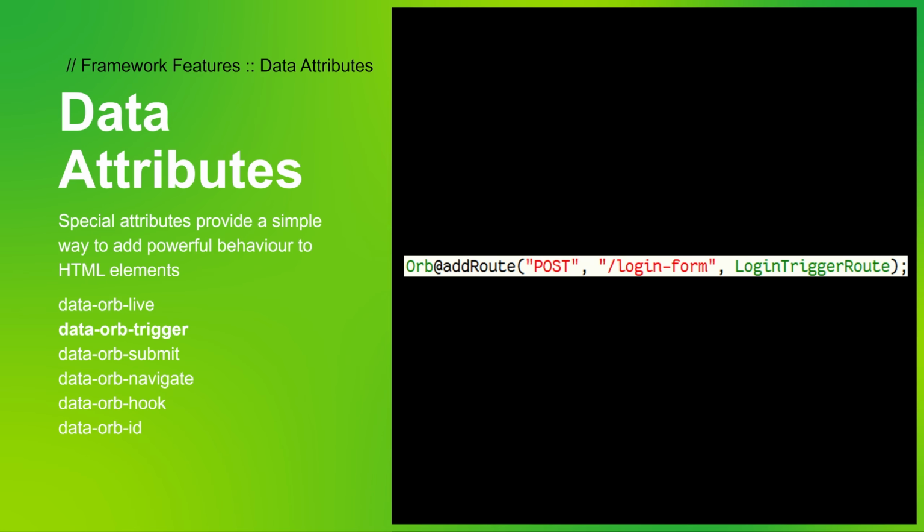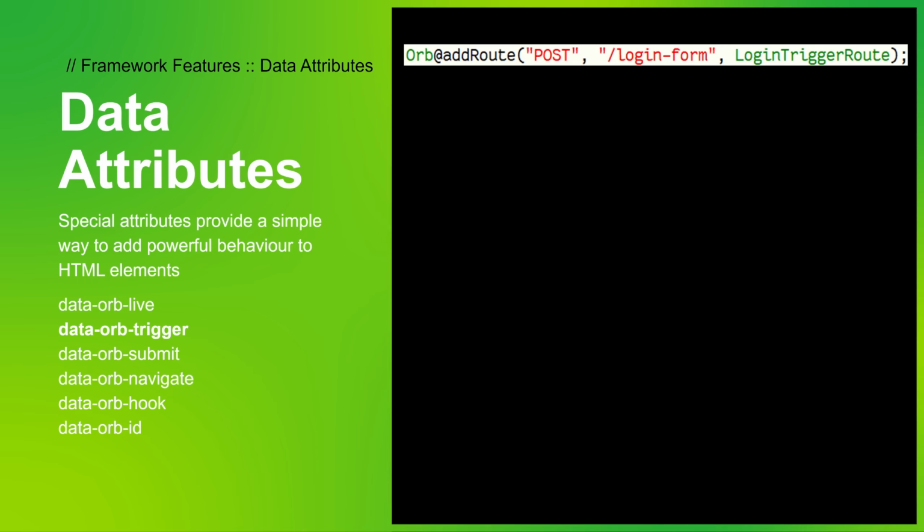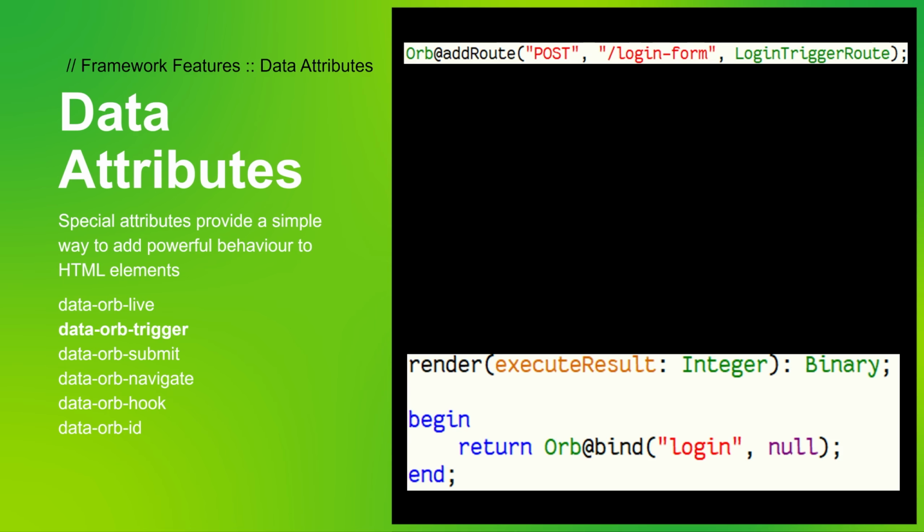So if we had an endpoint specified like this, then our render method could simply be this, to call bind and pass the result of calling bind on our login template, which would just send the static HTML of the login template to the web browser.